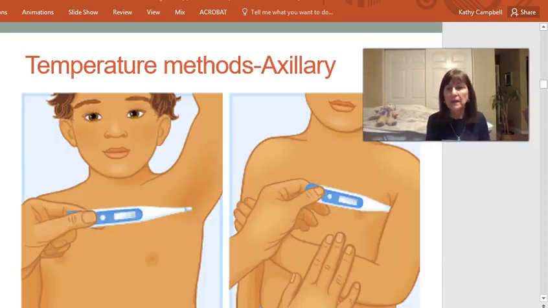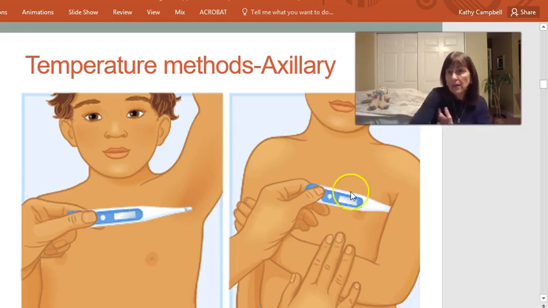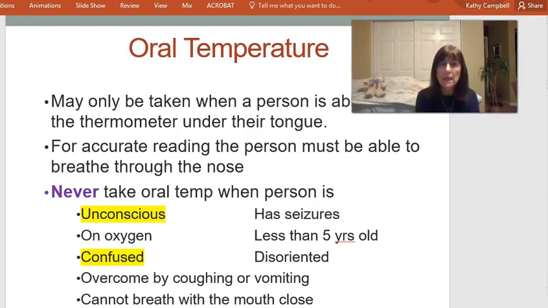Least accurate is this axillary measurement. So you're putting a thermometer under someone's arm and you really have to push it up there so it has good skin contact. Okay, oral temperatures are still one of the most common, but we can't do those on everyone. The person has to be able to put that thermometer and hold it under their tongue for a while. So for accurate reading, the person must be able to breathe through their nose.